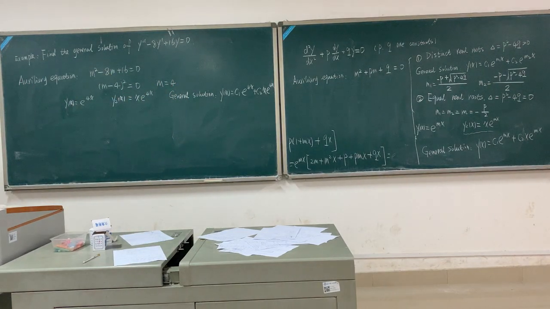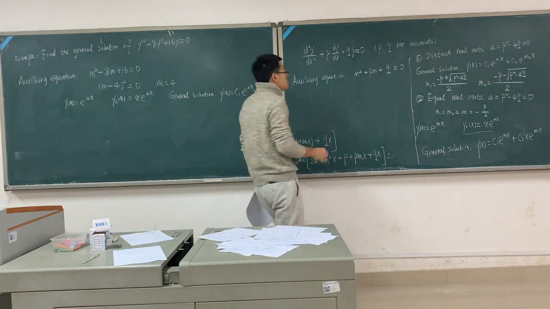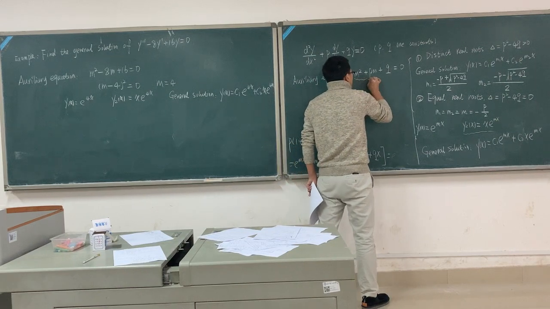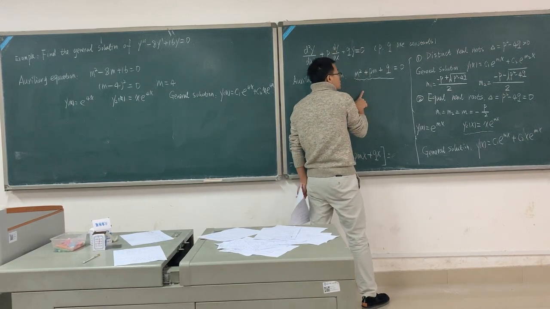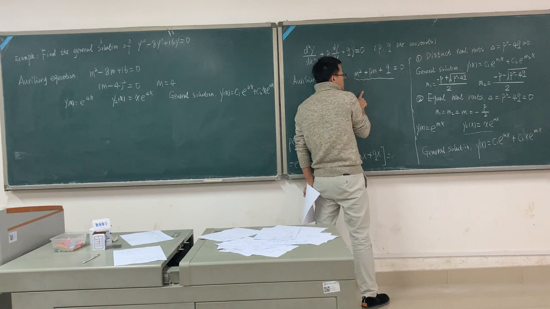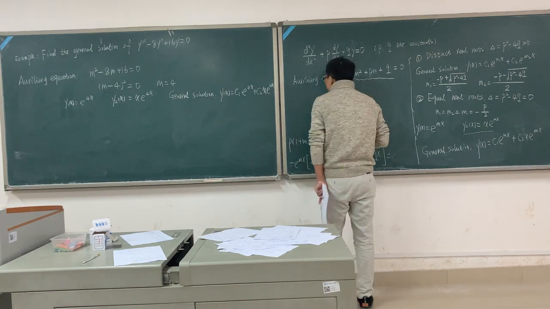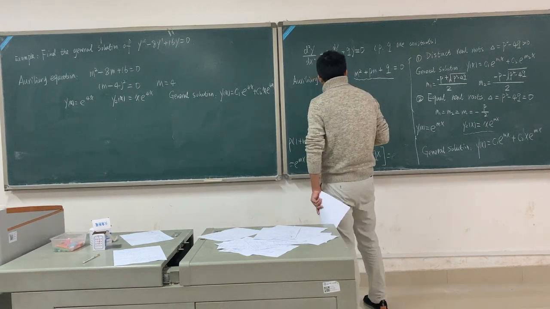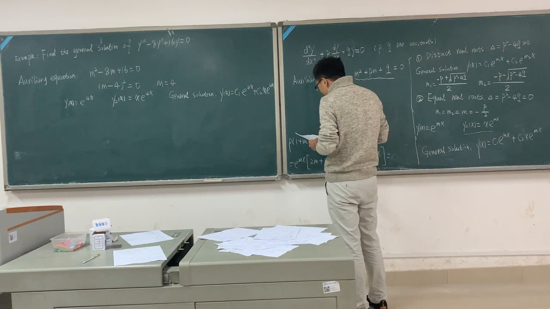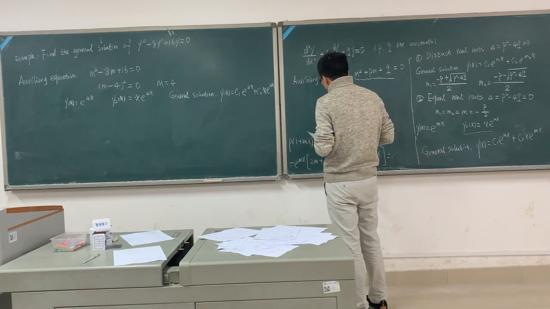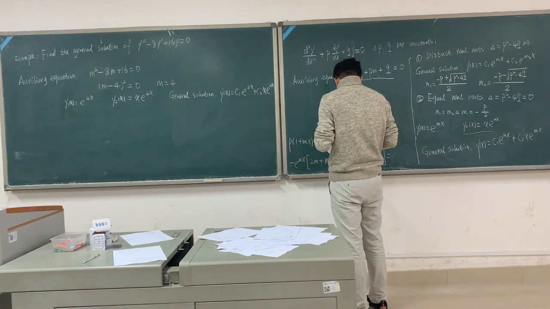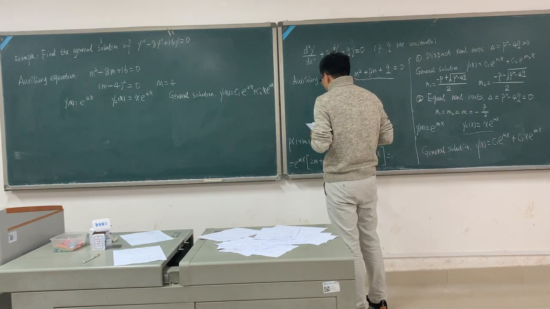So this is the second case. Now we see the third case. The third case here is for this equation. The first case is distinct real roots. The second case is equal real roots. So the third case is what? For these two we have complex roots. Yes, complex roots.